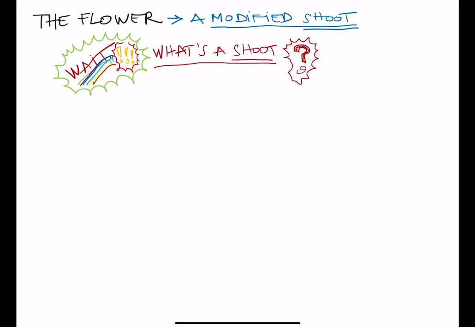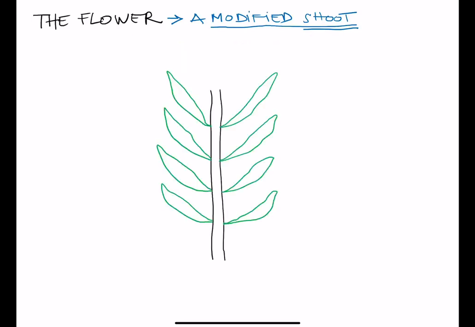Well, what's a shoot? Remember, a shoot is a stem and leaves. That's all a shoot is. Really, a flower is a modified strobilus. In fact, a strobilus, the cone structures that hold seeds, or a strobilus that'll hold spores, those are also highly, highly modified shoots, and a flower is an even more modified version of a strobilus.